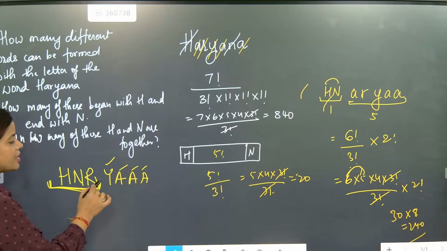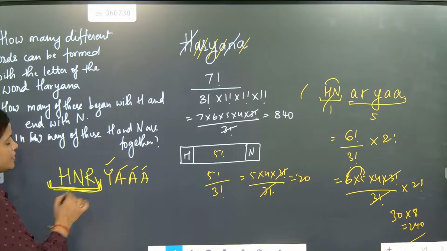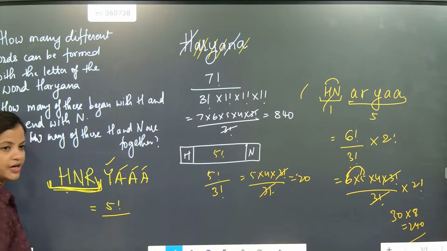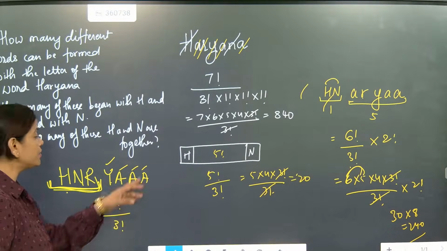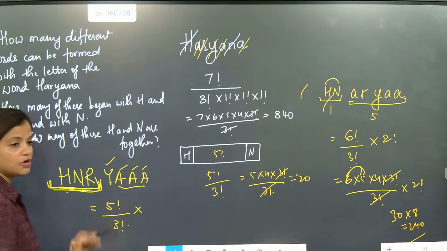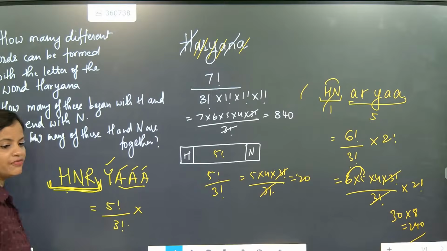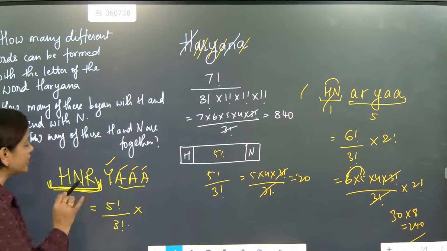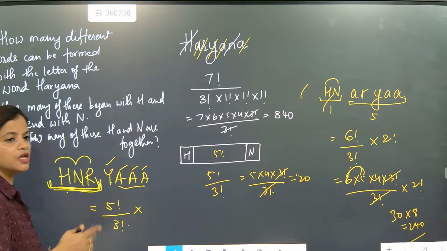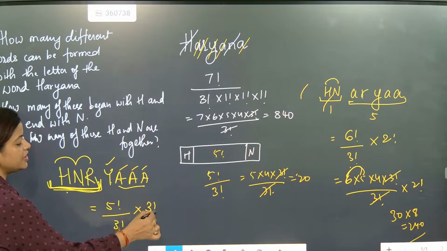But if these 3 are coming together as 1, then 1, 2, 3, 4, 5. For this case it will become 5 factorial. Understood? Then again 3 factorial will come because of repetition of A. But now this is not the answer. 5 factorial by 3 factorial is not the answer because here one thing is missing. H, A and R will interchange their locations. So they will interchange their location in 3 factorial ways.